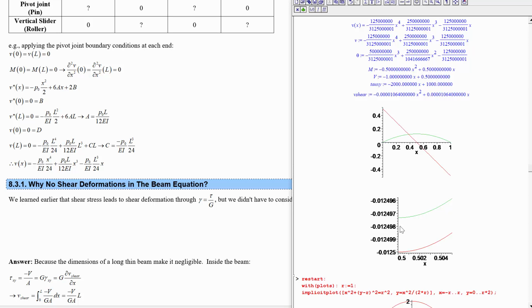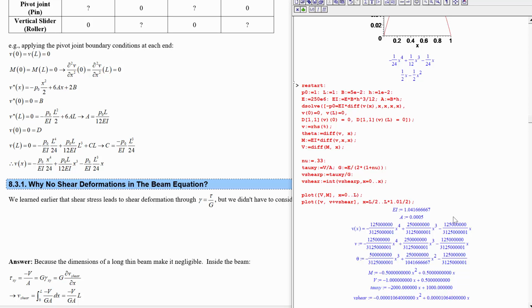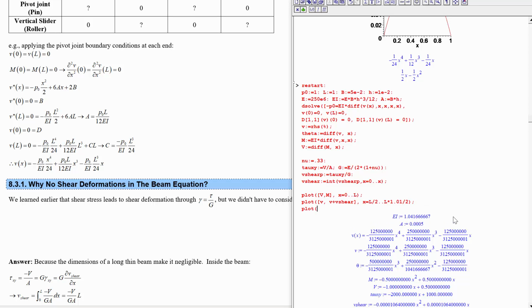But the shear deformation is on the order of 0.000 something, right? So we've got 0.000, this is 5, and then minus 0.0003. Wow. 0.00003. Oh, I didn't have enough decimals in there. 0.000003. Is that right? Let's check. What is V? Let's just plot V shear by itself.